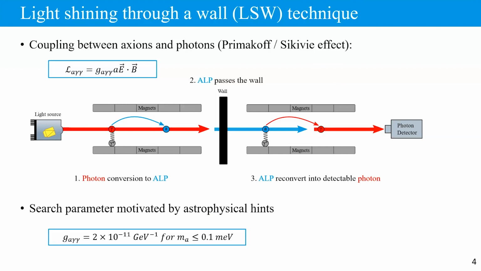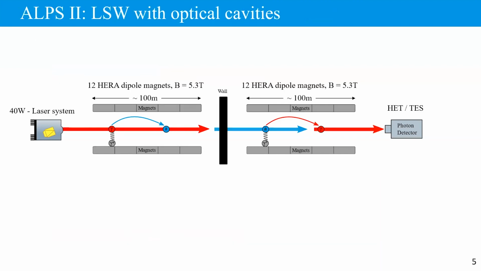Just again, a reminder: the search parameter that we are aiming for, the g_aγγ, is mainly motivated by astrophysical hints. So we are aiming for a parameter of 10 to minus 11 per GeV, which corresponds to a mass of less than 0.1 milli-electron volts.